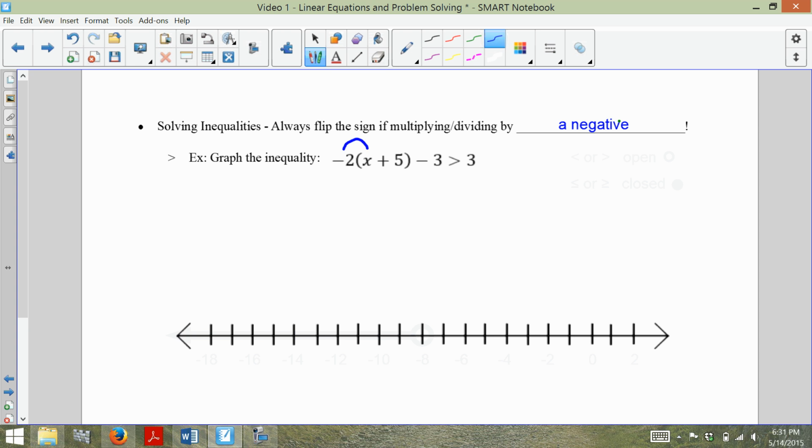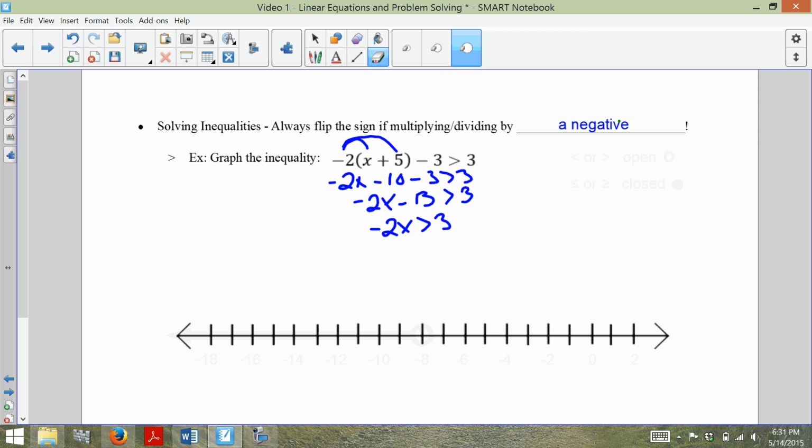First thing I'm going to do, again, distribute. So negative 2 times x and negative 2 times 5. Minus 3 is greater than 3. I can combine my like terms on the left side here, so minus 2x minus 13 is greater than 3. Then we're going to add 13 on both sides, so negative 2x is greater than positive 16 is what I should get here. Add 13 to both sides, 3 plus 13 is going to give me 16.